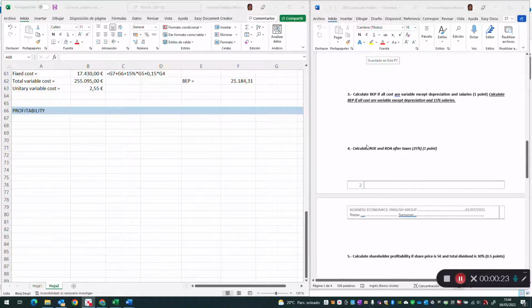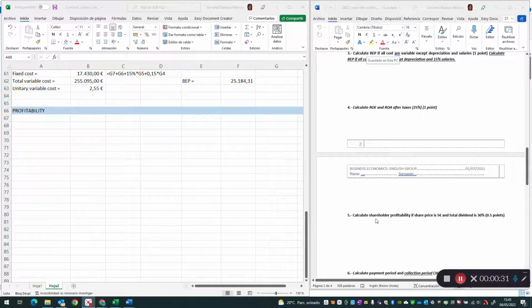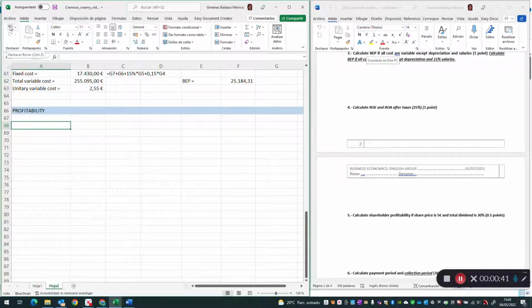And here you have the information. You have to calculate the return on equity, the return on assets, both after taxes, and you also have to calculate the shareholder profitability. We're going to do it all together. So the first thing you need is to remember which are the variables you need for this. So the first one is going to be always the economic result. And then if it's after taxes, you're going to need taxes. And after that, in order to calculate the return on equity, you need the equity, the net equity. And then you have to adjust that equity, okay?